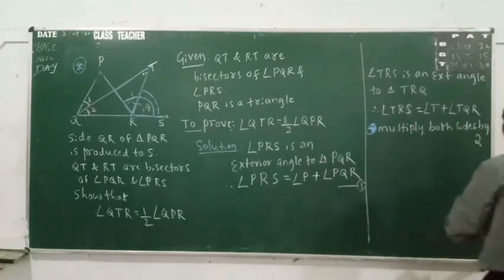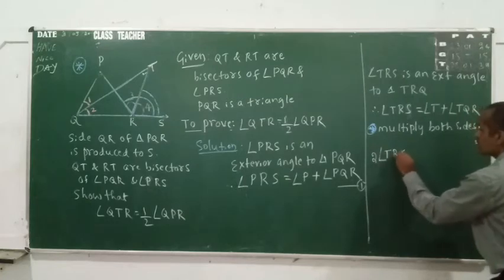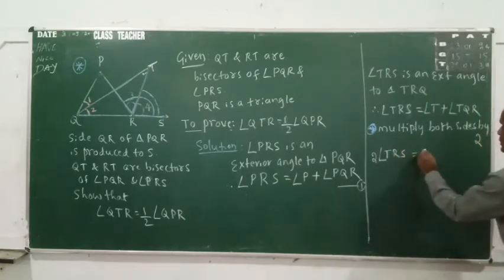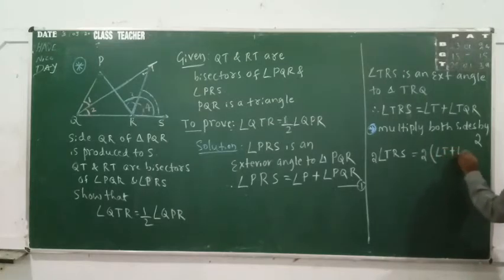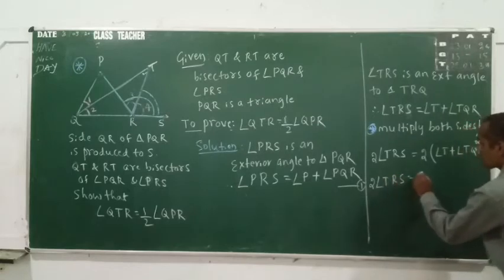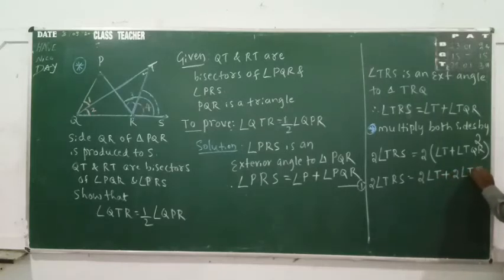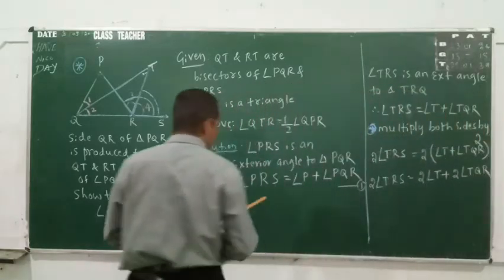I will write like this to multiply by 2. That is 2 times TRS. 2 times TRS is equal to 2 times angle T plus 2 times angle TQR. See the next step. It's very, very important.